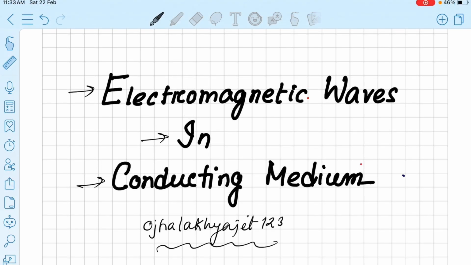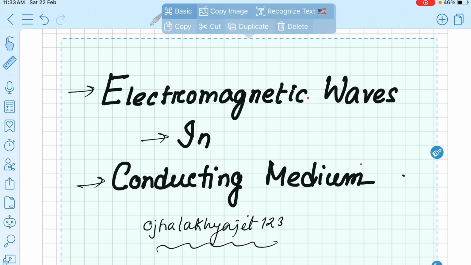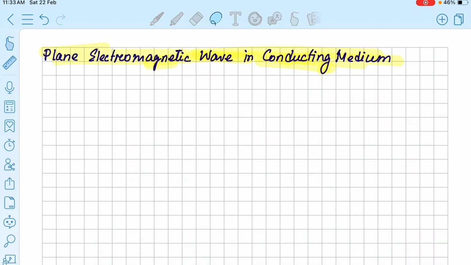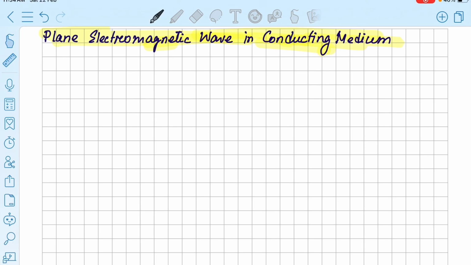So now let's start. Okay, first let me clean this place. Okay, so here is the topic. We know the Maxwell equations. So what are the Maxwell equations?